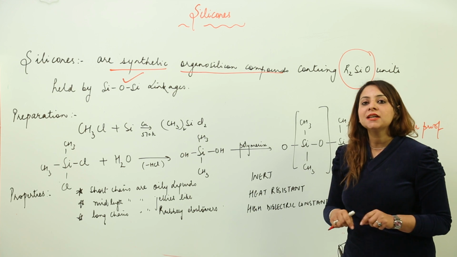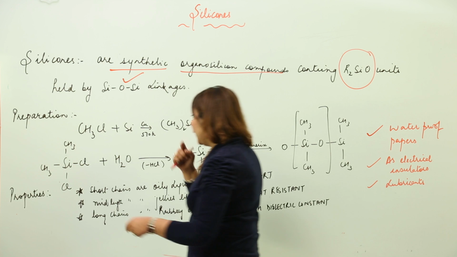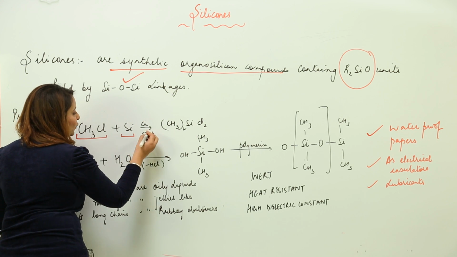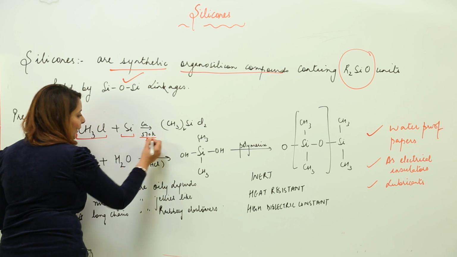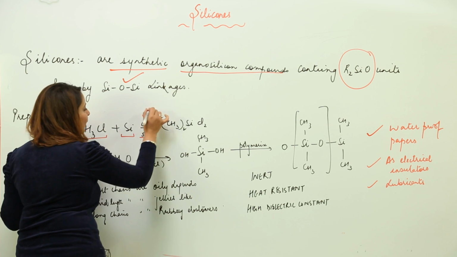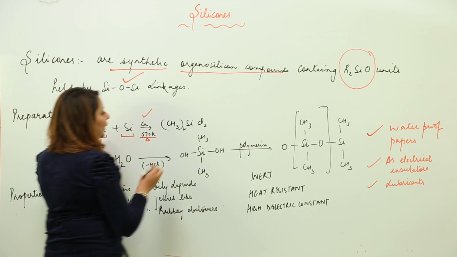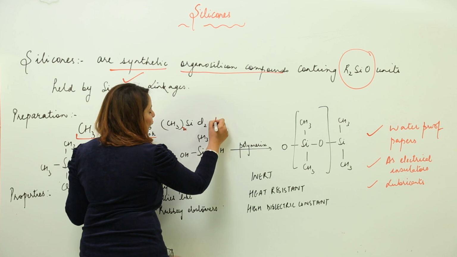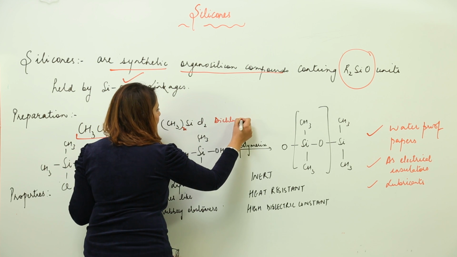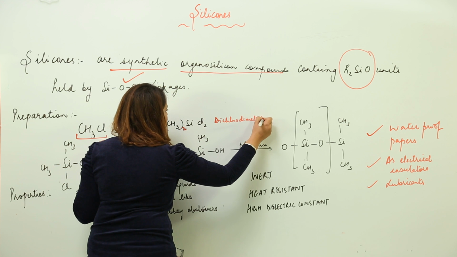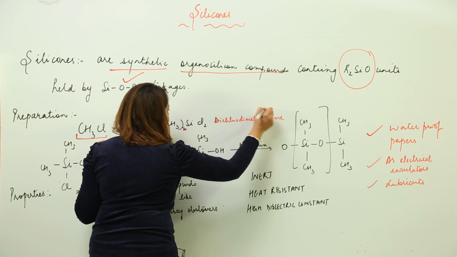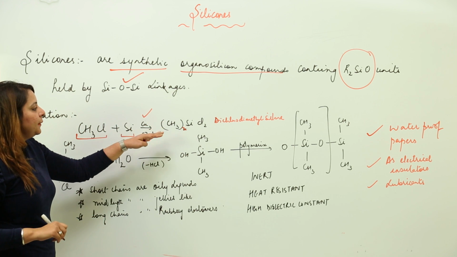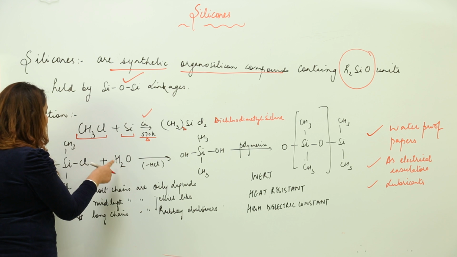Now the first thing, how we can actually prepare it. How do we prepare it? We take methyl chloride and add silicon. We heat it at a temperature of approximately 570 Kelvin in the presence of a copper catalyst. As a result, we get the compound (CH3)2SiCl2, which is dichlorodimethylsilane. It is called a silane. This is dichlorodimethylsilane. Then this dichlorodimethylsilane is hydrolyzed, and what do we get?